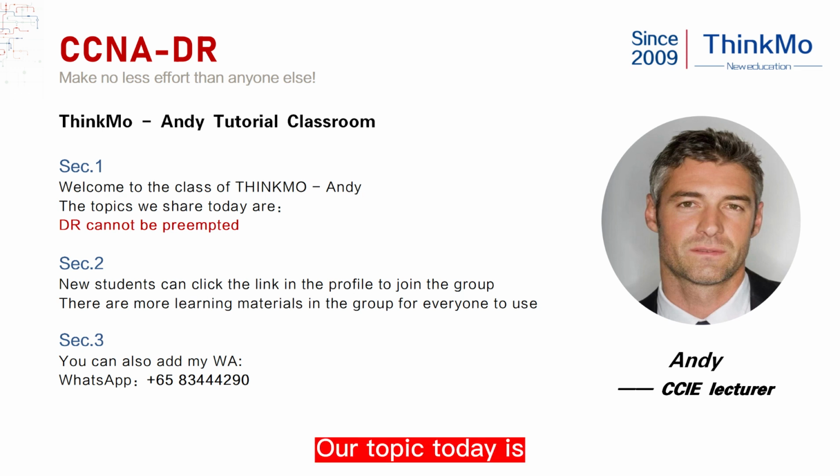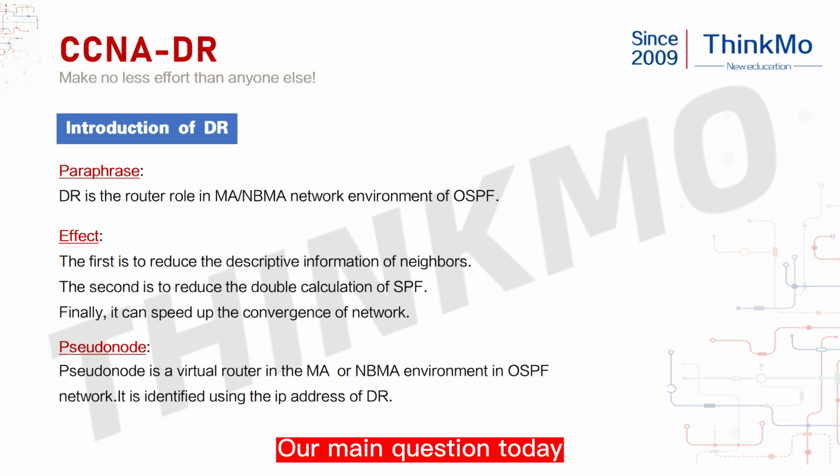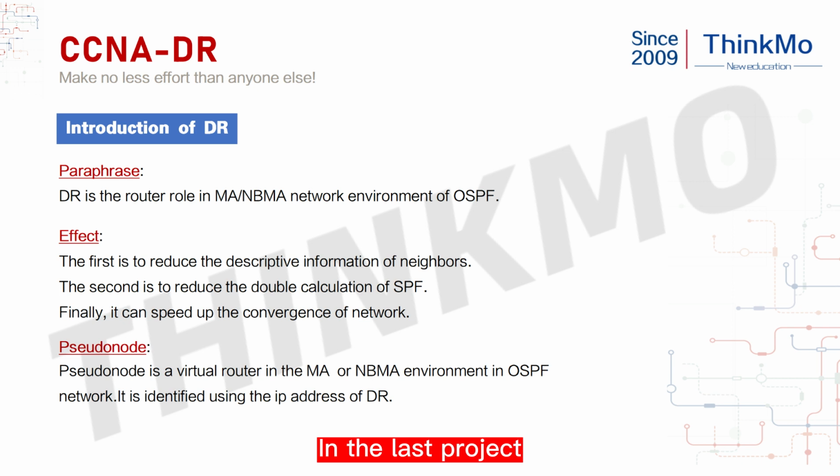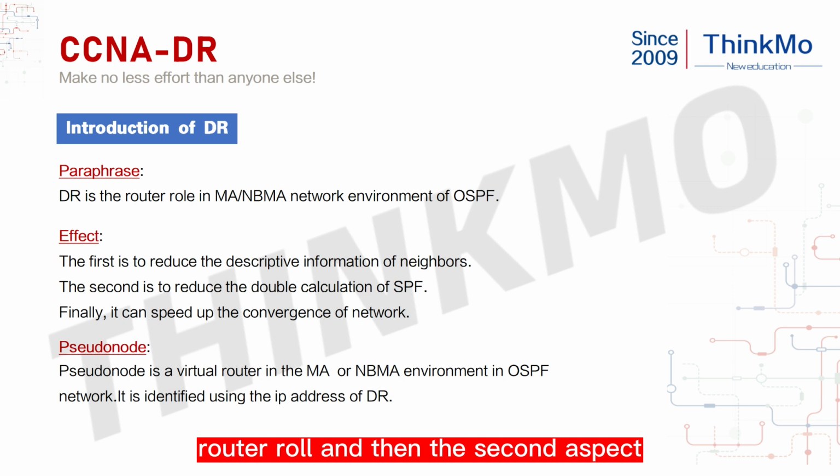Our topic today is why the DR cannot be preempted. Our main question today: why can't the DR be preempted? First of all, what are we talking about when we say DR? In the last video, we've already covered that. DR is a router role in OSPF MA, or NBMA, environments.